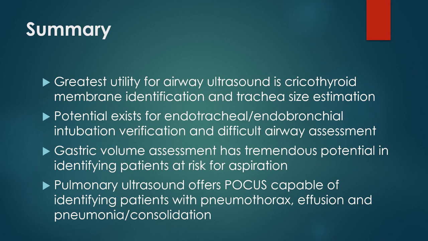Gastric volume assessment has tremendous potential in identifying patients at risk for aspiration. We've got some nice formulas out there. We've also got some very nice qualitative assessments that give us a better idea about the patient's risk versus benefit. And finally, pulmonary ultrasound offers point-of-care ultrasound capable of identifying patients with a pneumothorax. Also, pleural effusion, consolidation, pneumonia, several different ways of assessing your patient's ability, not necessarily to keep their oxygen saturation up intra-op, which is always very nice to know, but also to identify patients at risk for some type of pulmonary complications in the PACU, especially given all the other variables, including patient status, procedure, along with other types of comorbidities.